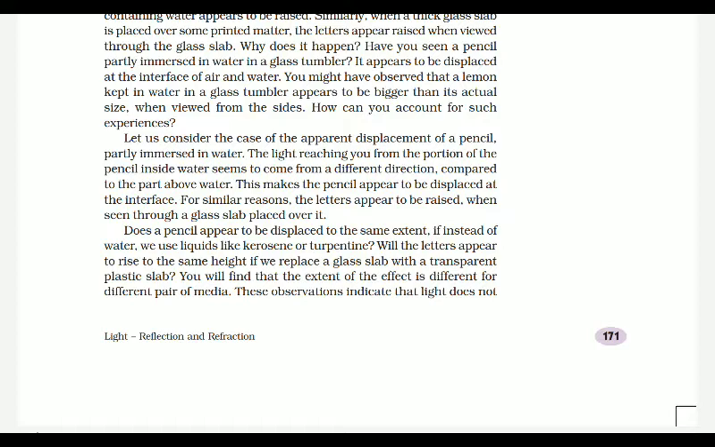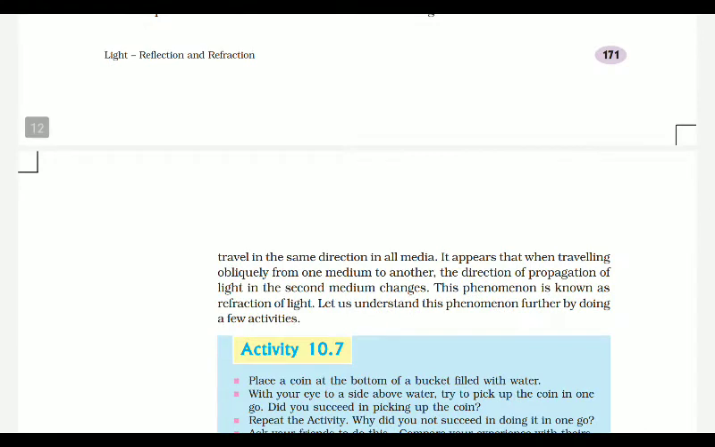This observation indicates that light does not travel in the same direction in all media. It appears that when traveling obliquely from one medium to another, the direction of propagation of light in the second medium changes. In simple words, you can say that when light goes from one medium to another medium, its speed decreases or increases, so there is a change between two different media. This phenomenon is known as refraction of light.